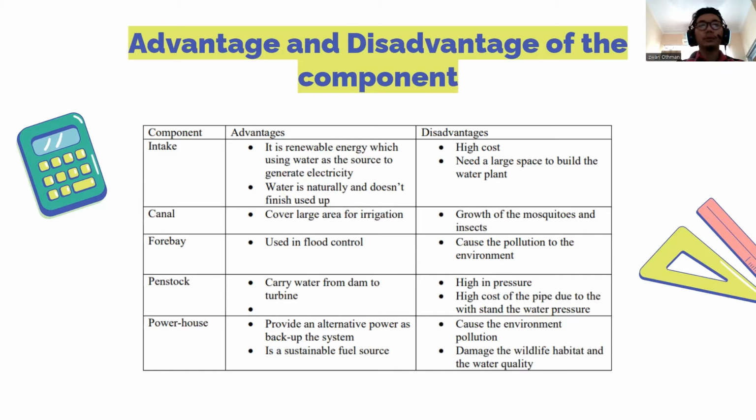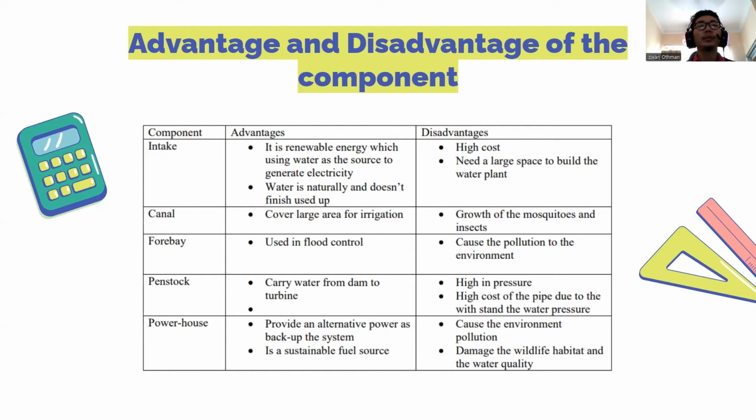Number 4 is penstock. It carries water from the dam to the turbine, but it requires a high pressure of water, and there is a high cost of pipe due to the need to withstand the water pressure. So if the pressure is low, it cannot operate to get the energy.